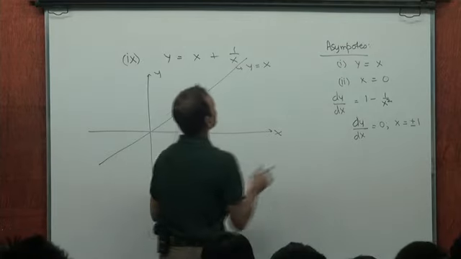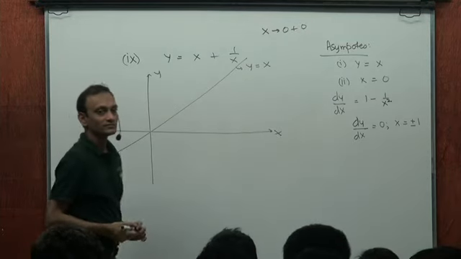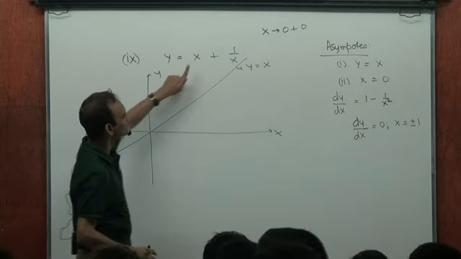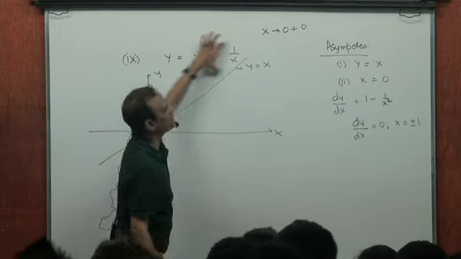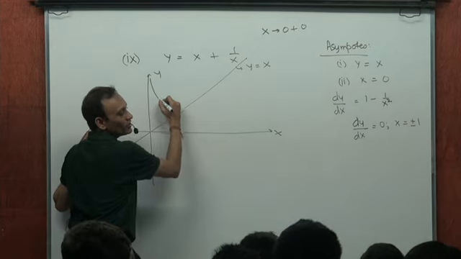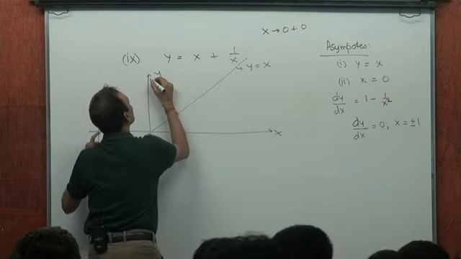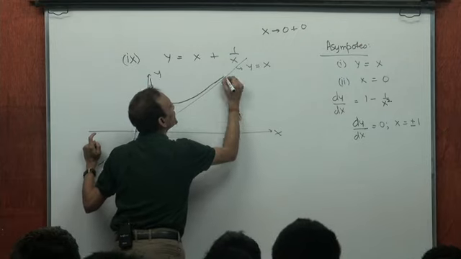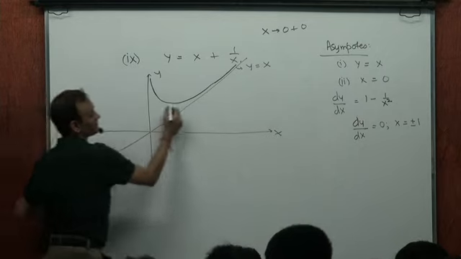Now, see, as x tends to 0 from the greater than 0 side, this will tend to plus infinity. So the whole thing will tend to plus infinity. And while doing so, it will encounter a turning point at x equal to 1, it will turn around and flush with y equal to x in the long run. This is what it will do, right?